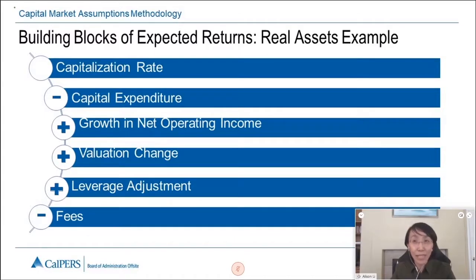So firstly, we subtract the capital expenditure needed to maintain the real estate asset to arrive at current net yield, which is similar to the I block for public equities. So what follow are the G and B block. For real estate, we believe that growth in net operating income is more sensitive to future inflation than to future GDP growth. And the valuation change is likely to result from the difference between the net capitalization rate and the nominal bond yield. The analysis so far is based on property data without considering leverage.